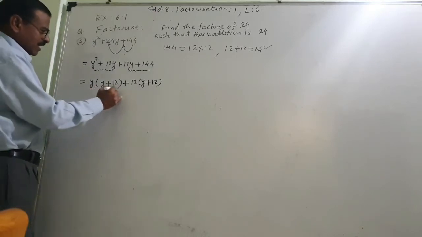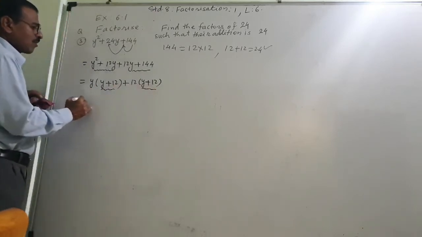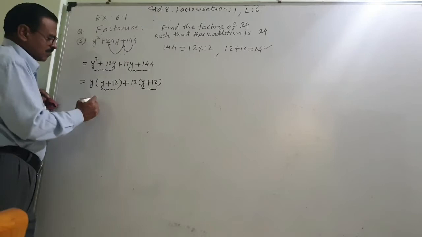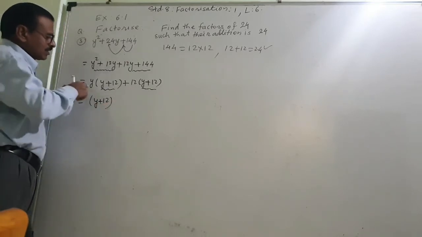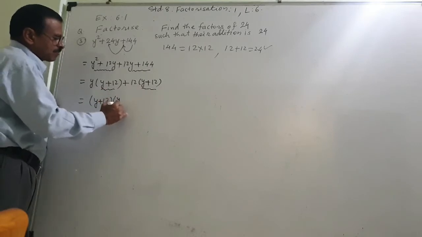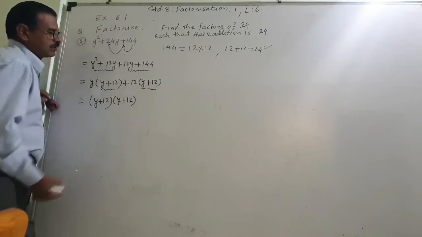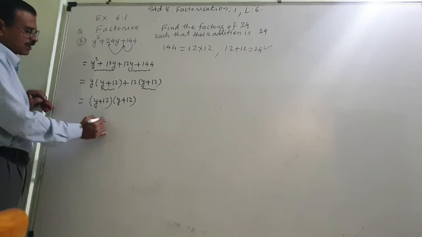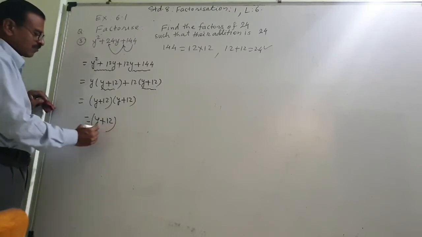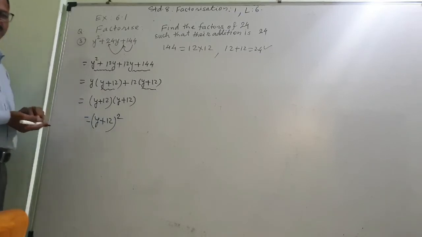Now see that this bracket and this bracket are the same. So that is equal to, what is common? y plus 12 is common. And what is remaining? This y and this 12. So y plus 12. Somebody can write like this also: y plus 12 into y plus 12 is nothing but y plus 12 bracket square. That way also you can write.